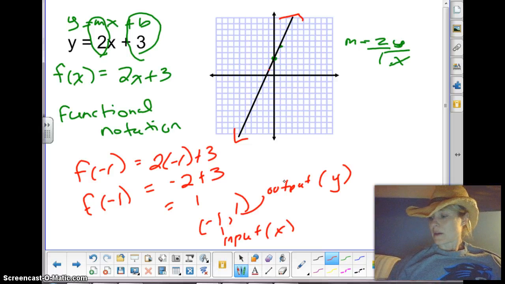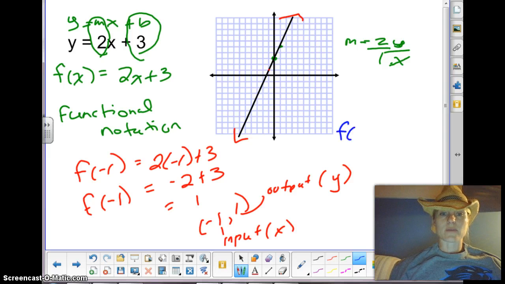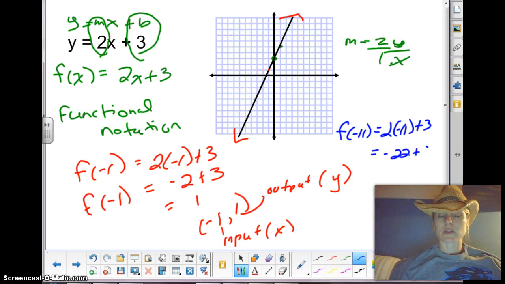So if I wanted to know what the output is for f of, let's say, negative 11, then we would put 2 times negative 11 for x plus 3. And so it would give me negative 22 plus 3, or negative 19. So when x is negative 11, my output, or my y, would be negative 19. And if we look, 1, 2, 3, 4, 5, 6, 7, 8, 9, 10, around here, it would be probably down here, which looks like it's in line with the function.